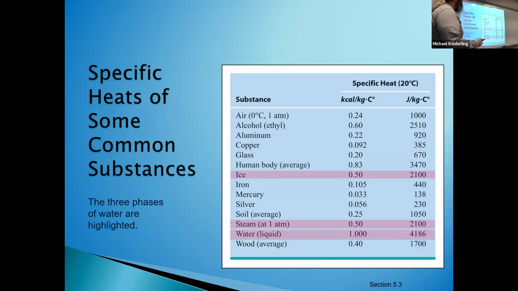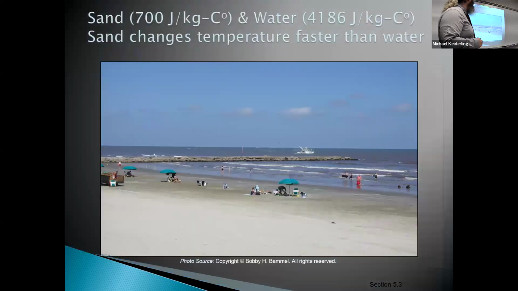Now, for the same amount of volume, that gets different because a lot of these materials are a lot denser than water. But yes, you've experienced it at the beach. The sand has a heat capacity of about 700 joules per kilogram degree Celsius, while water is 4,186 joules per kilogram degree Celsius. So the sand will change temperature a lot faster than the water.